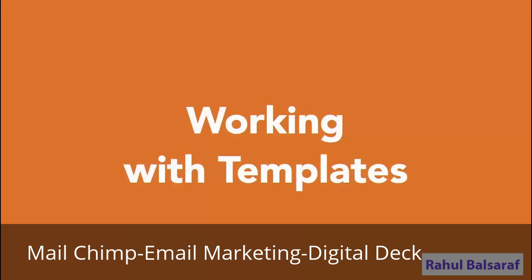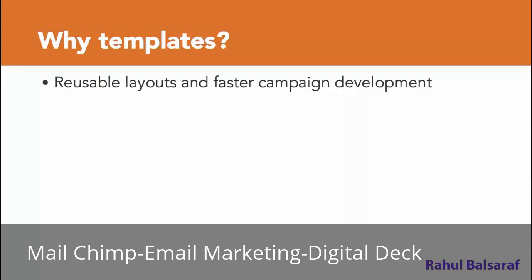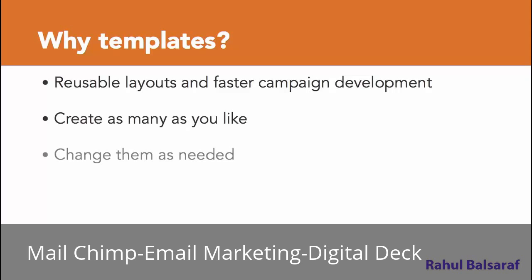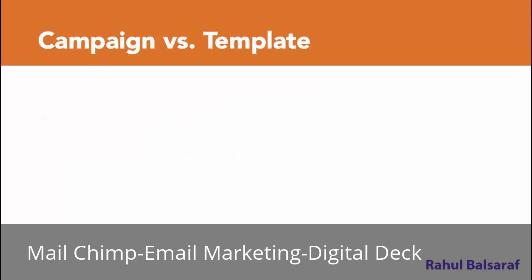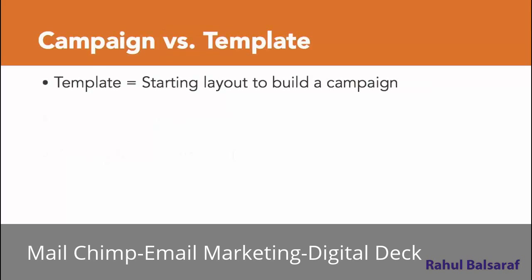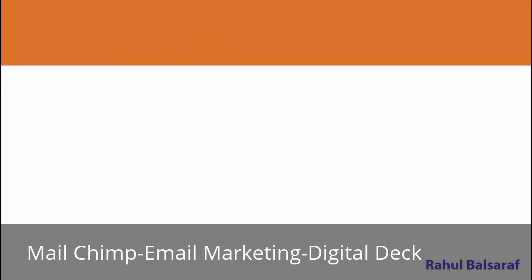MailChimp templates are reusable layouts that you design and use to create campaigns, also known as email newsletters. You may have only one or two templates, or you could have dozens, depending on what types of campaigns you are sending. You may change your templates often, or you could create one and use it for years. The difference between a campaign and a template is this. A template is the starting layout for an email campaign that you will send. A campaign is the actual content you send to your list of subscribers.